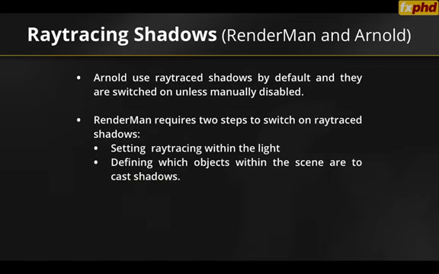So Arnold uses ray trace shadows by default, and they're pretty much always switched on unless you turn them off. RenderMan, however, requires two steps to switch on ray trace shadows. First of all, you need to actually switch on ray tracing within the light, and then you need to define which objects within the scene are to cast shadows. So it's kind of a two-step process if you're using RenderMan.